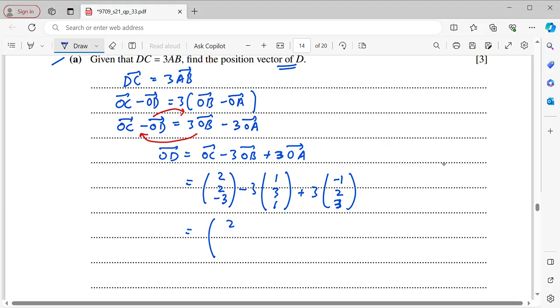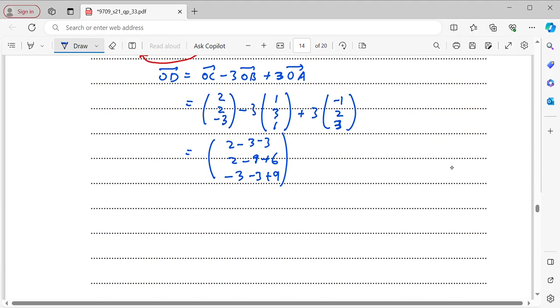this is going to be 2 minus 3 minus 3. Then 2 minus 9, 3 times 3 is 9, plus 6. Then minus 3 plus 9. So at last, you will be getting minus 4, minus 1, and 3. That is the OD.